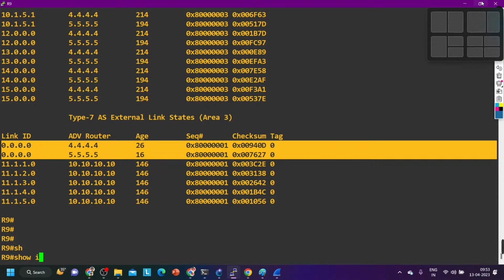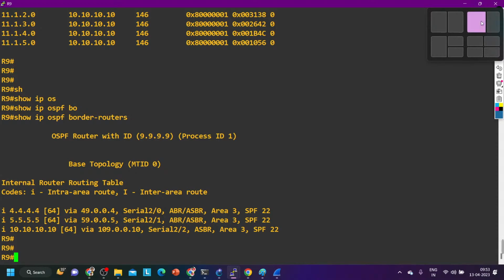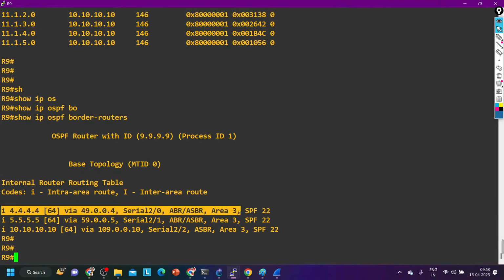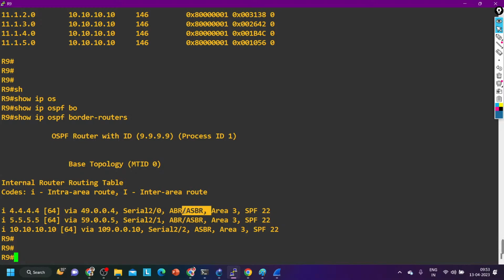And now here if you will run command, so IP OSPF border router, now you can see after running the command default information originate, this router is acting as ABR as well as ASBR. Because only ASBR router can generate what? LSA 7. So once you will run default information originate command on an ABR, so ABR will start acting as ASBR as well, guys. Clear?